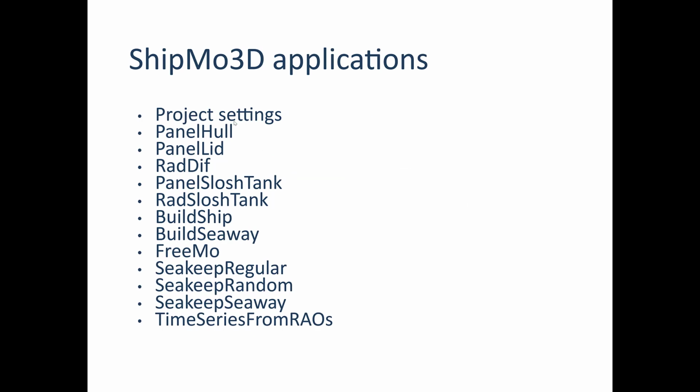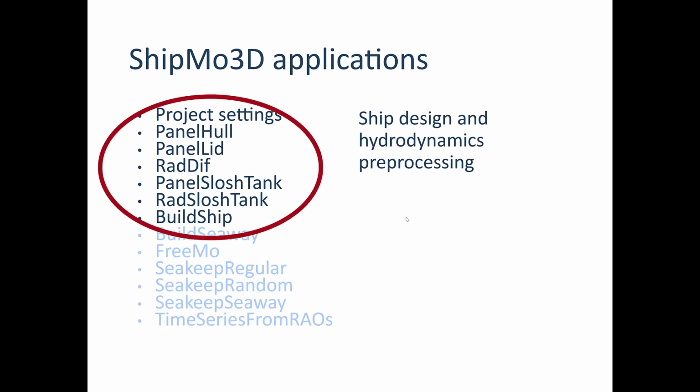When you start off with project settings, panel hull, panel lid, rad diff, and so on, we're going to focus on these ones in the ship design and hydrodynamics preprocessing stage. And we'll go through the important ones shortly. These other ones are important when we get into the actual specific seakeeping and maneuvering analysis.